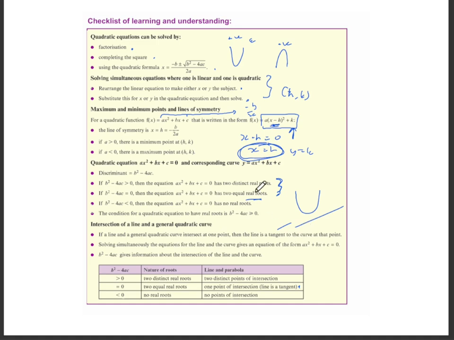And with that, we're done with the quadratic section. And our next topic will be functions.